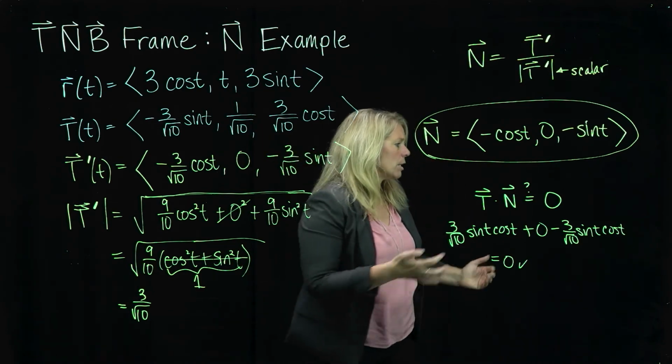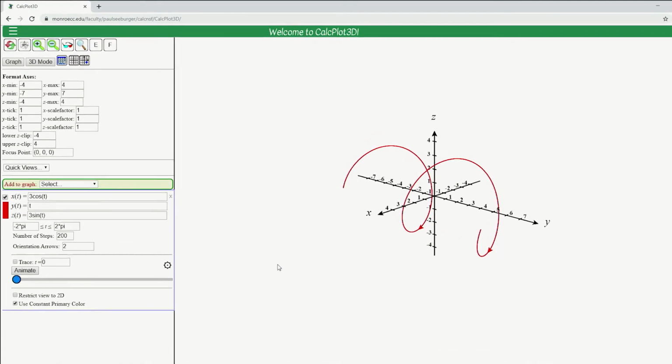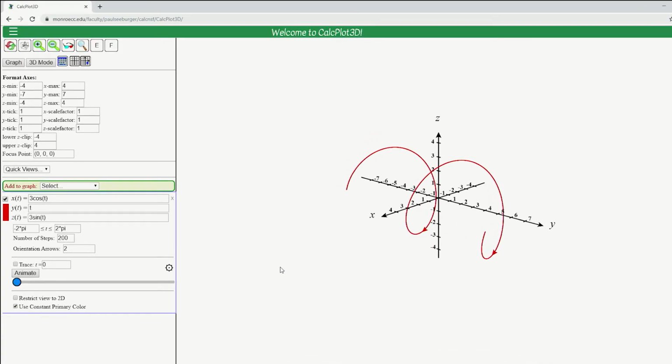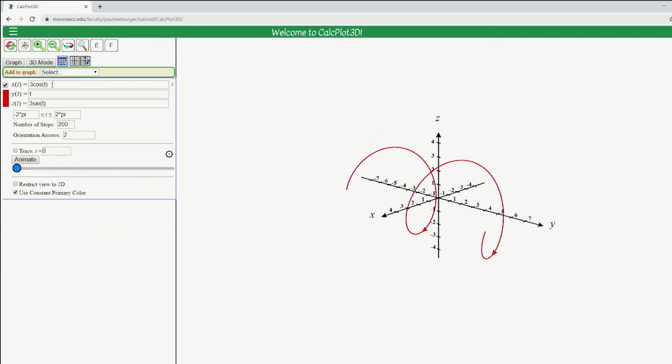All right, I'm going to go over here to the computer, and we're going to look at the graph of that curve. We did this before when we looked at it with the unit tangent vector. So I've graphed the space curve here. You can see the equations. Let me close this window. So you can see the equations, 3 cosine t, t, and 3 sine t. I've graphed that over an interval with a couple of orientation arrows.